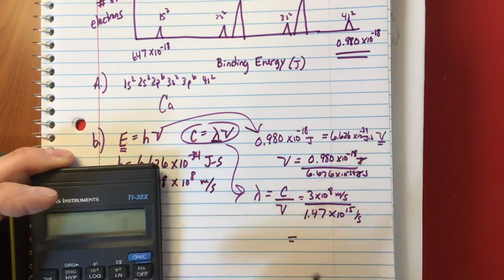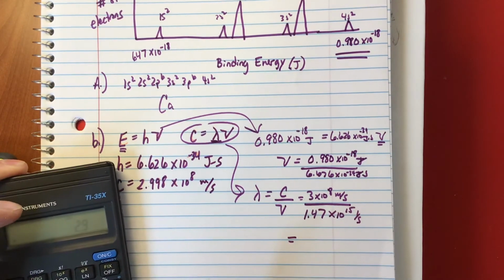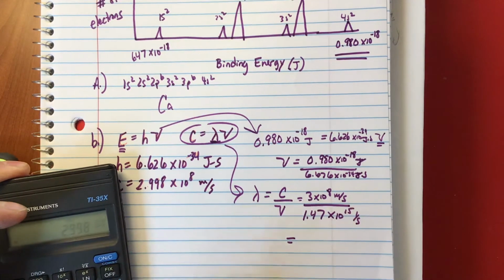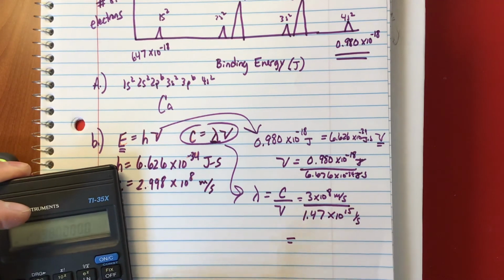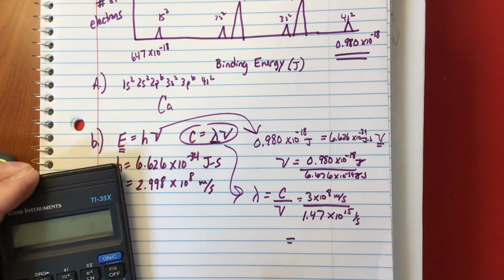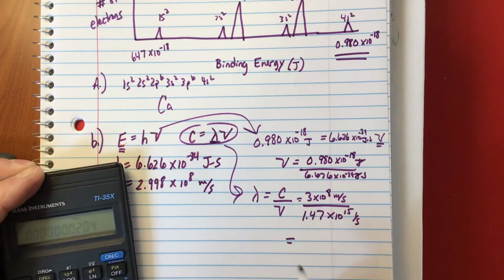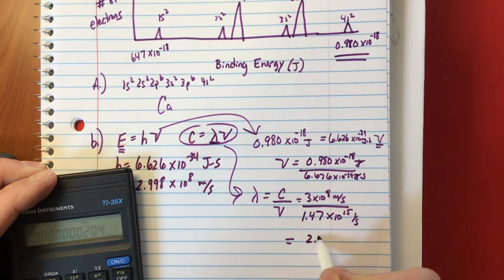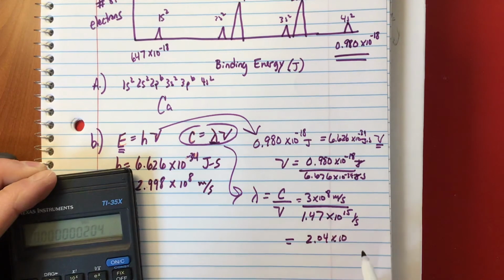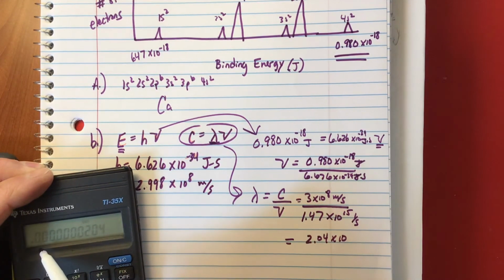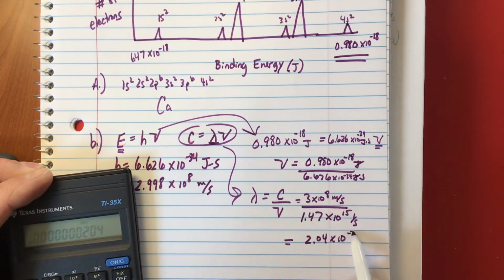So 2.998 times 10 to the 8th divided by 1.47 times 10 to the 15th. And that gives me 2.04 times 10 to the, let's see, 1, 2, 3, 4, 5, 6, negative 7 meters.